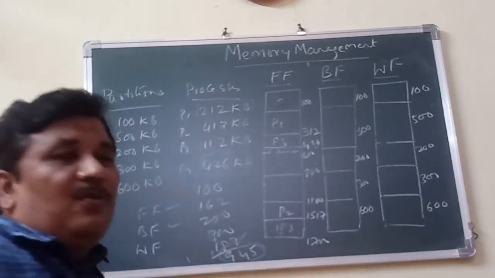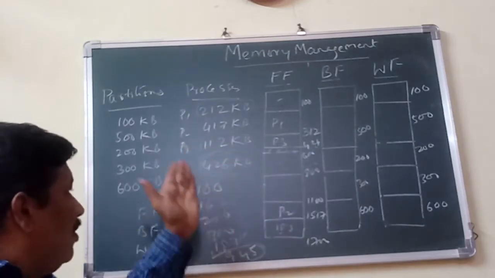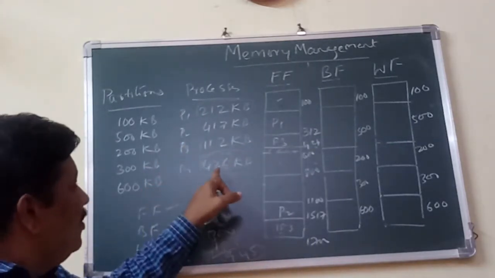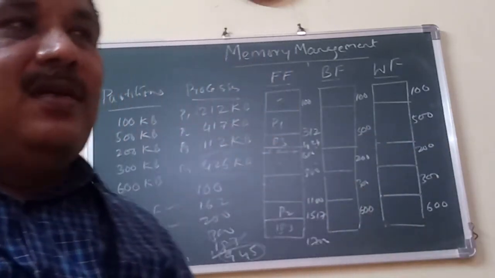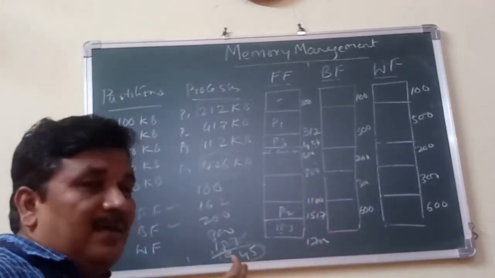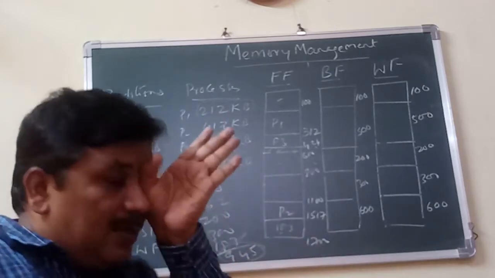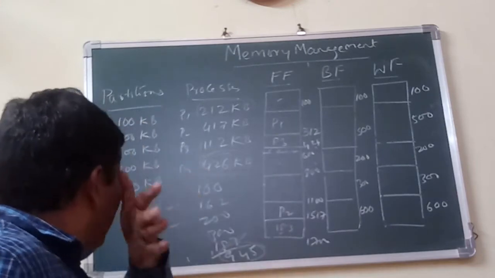memory for 426. We cannot accommodate. We are not in a position to accommodate memory for this process P4, which requires only 426. So that is what we say is external fragmentation, right? Though the total memory available is 945, that is not contiguously available.